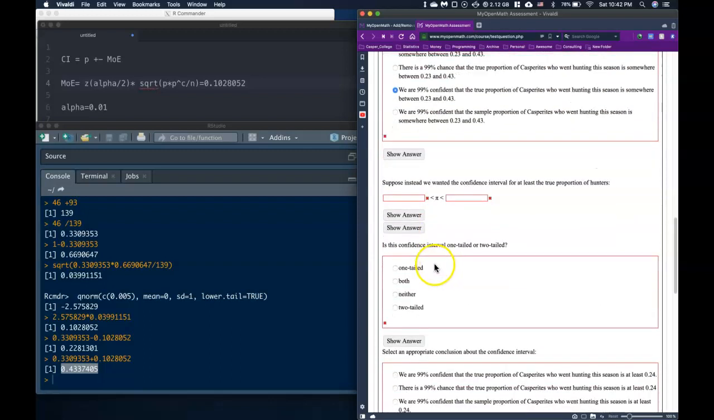All right, next one down. Suppose instead we wanted the confidence interval for at least the true proportion of hunters. So this is a one-tailed, and we need to go to the left because we want to be 99% confident that it's at least some value, so some minimum value or higher.